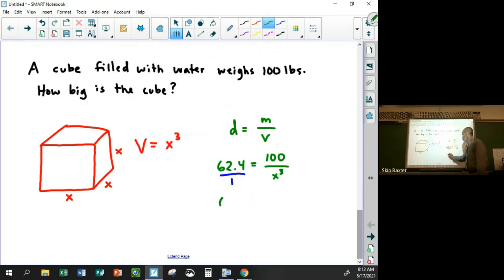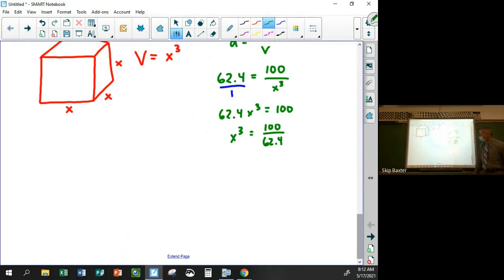So I have 62.4 x cubed equals 100. Then divide by 62.4, so x cubed equals 100 divided by 62.4. And then what do I do next? How do I solve for x? Do you think cube root? Yeah, exactly, cube root. So x would be the cube root of 100 divided by 62.4.